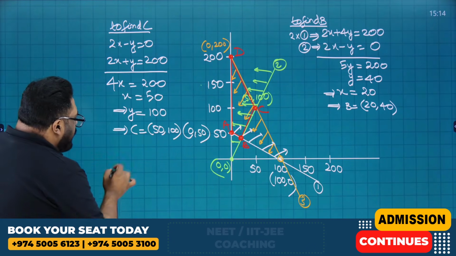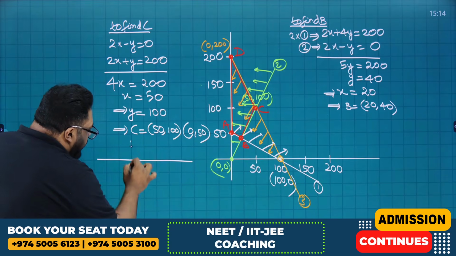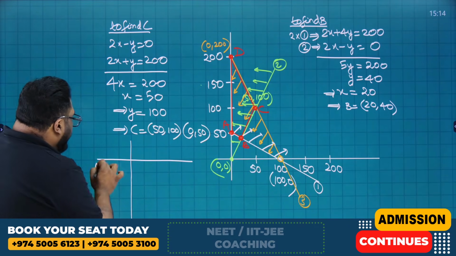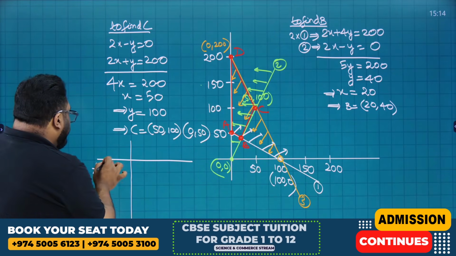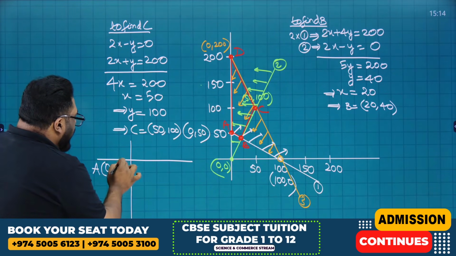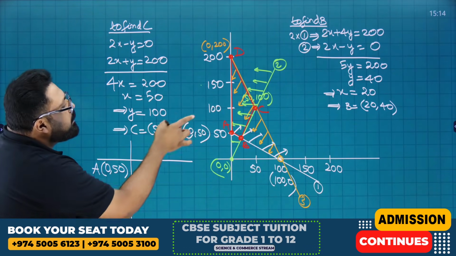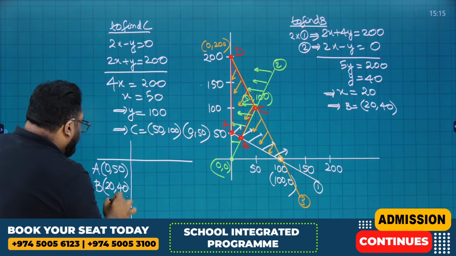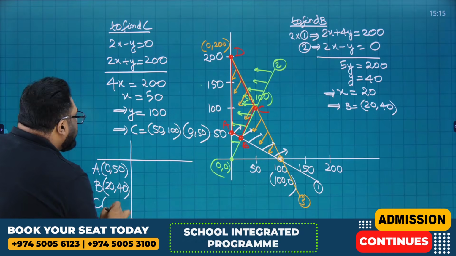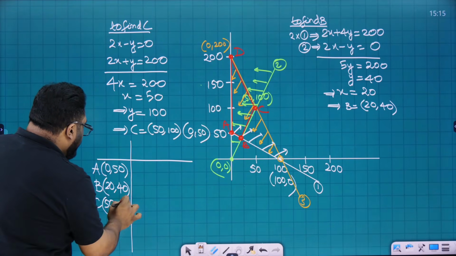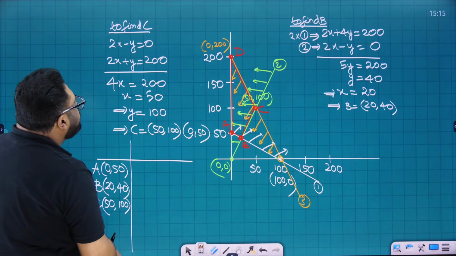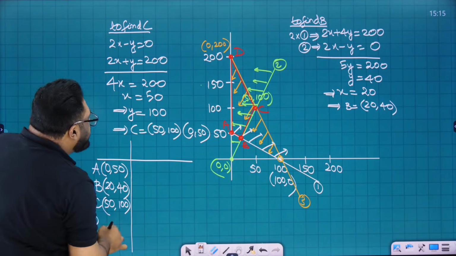Now we'll make a table. The table is made by 4 points. Point A is 0, 50. Point B is 20, 40. Point C is 50, 100. And point D is 0, 200.